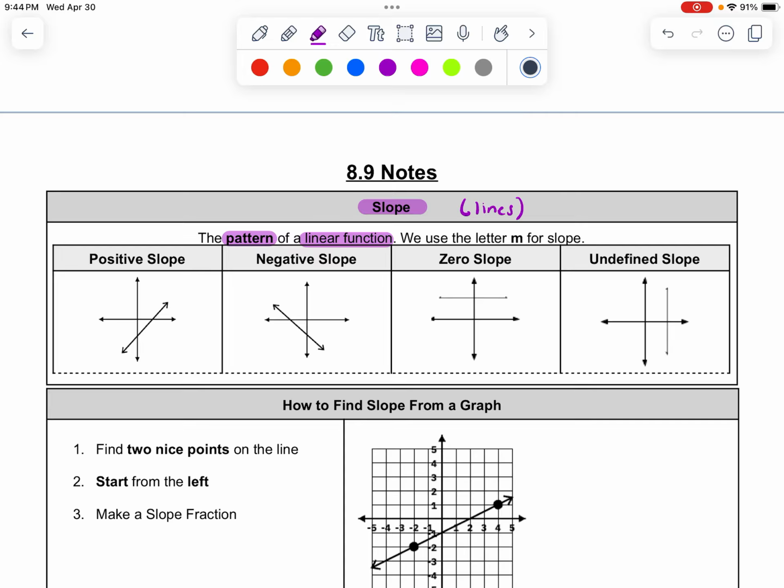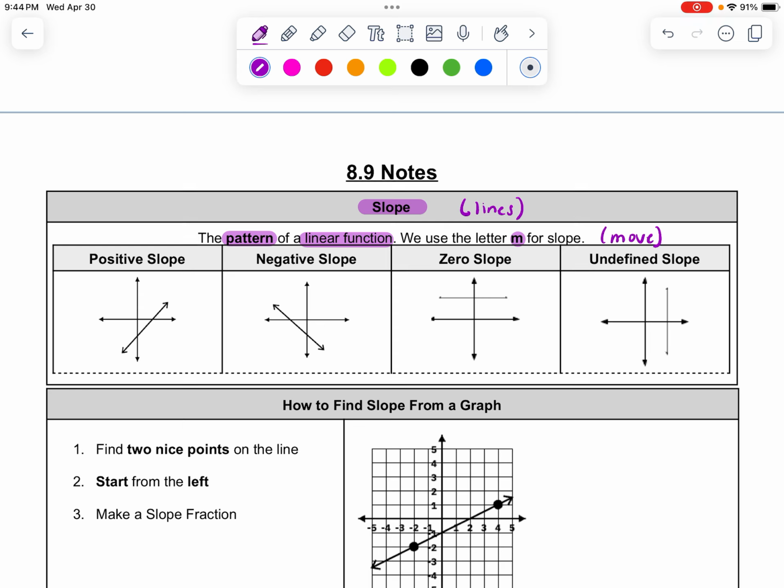When we talk about slope, we always use the letter M for slope. In math, we use the letter M because slope is a pattern. It tells us how to move. So I always remember we use the letter M because the slope tells us how to move between the points on a graph. There are 4 different types of slopes, and you're going to need to be able to look at a graph and know which of these slopes you're looking at.